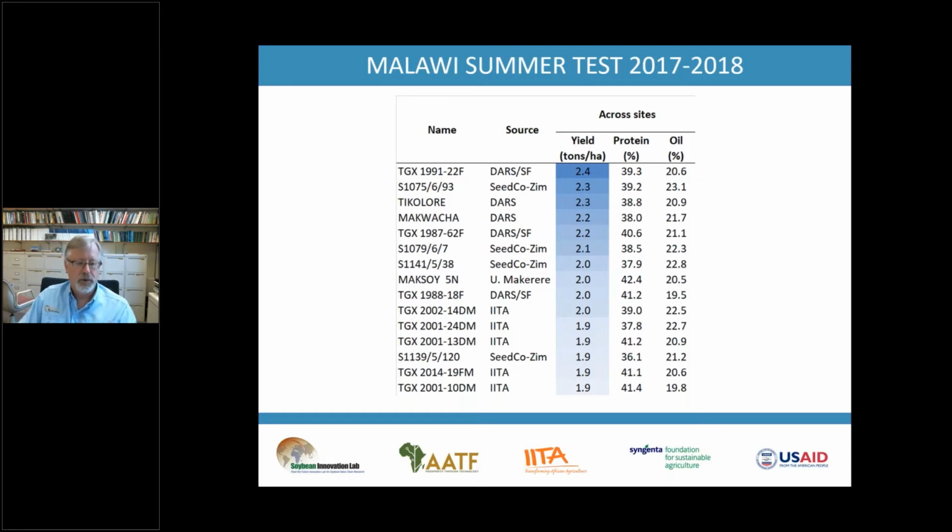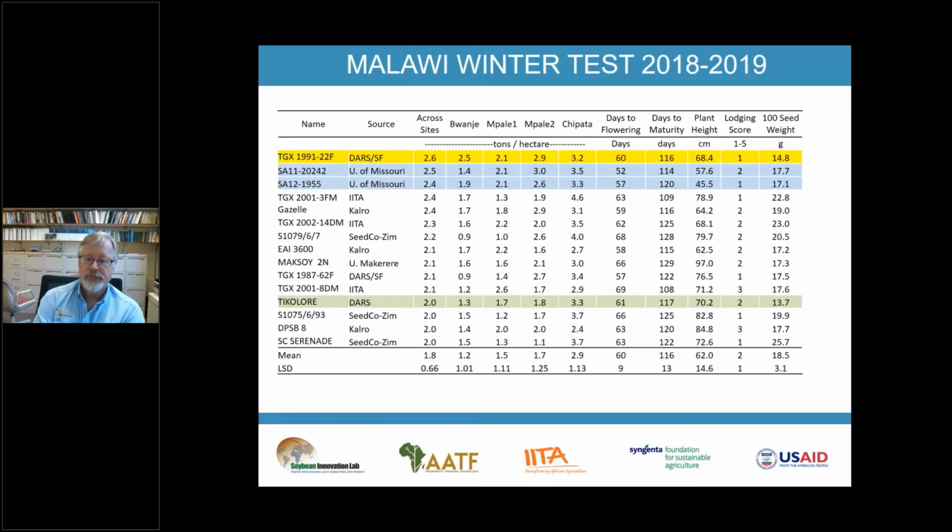Another thing is that we're now collecting this data from tests grown in all the different countries. And what this should do is give us a good overview of protein and oil composition across Africa, which is something that hasn't been done in the past. The next slide shows the top 15 lines in the Malawi winter test.